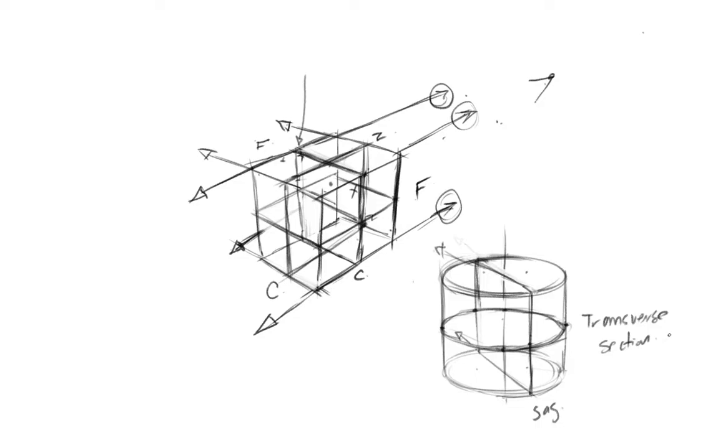And now what I'm going to do is I'm going to go for the coronal. The corona. Okay, and I'm going to put the corona at 90 degrees to the sagittal. And we draw through.